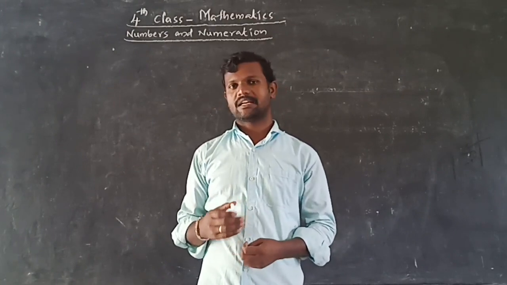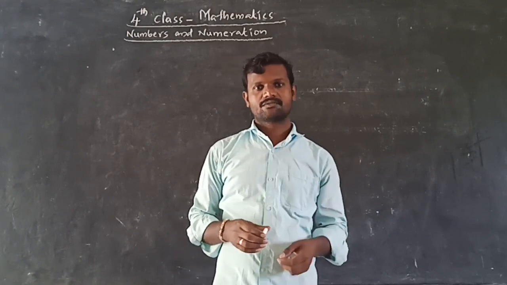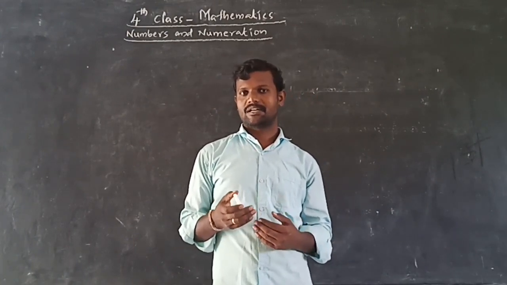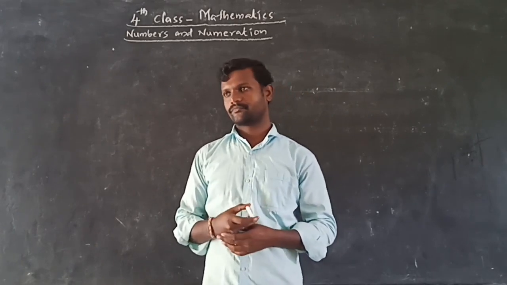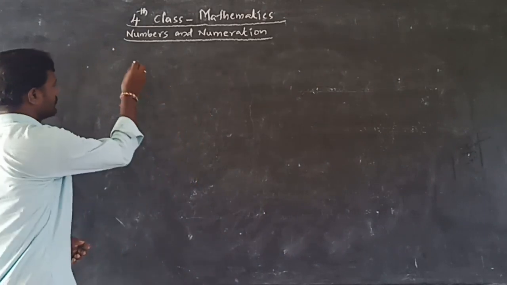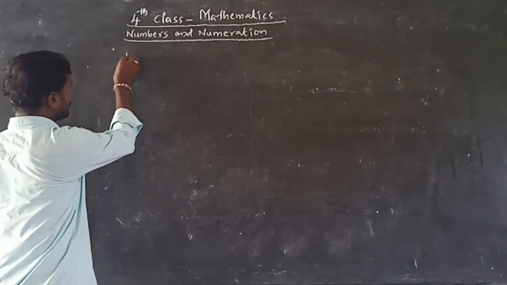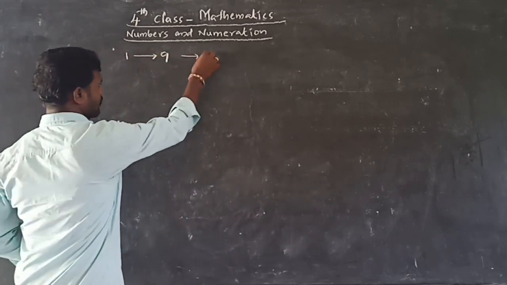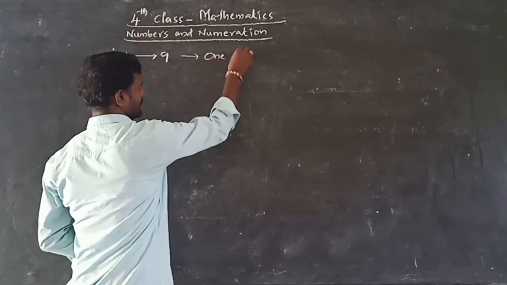So, first we have an exercise, rewinder. In rewinder, we have to rewind what we learnt in our fourth class. So, we learnt some numbers. What are those? 1 digit numbers. 1 digit numbers are from 1 to 9. Those are how many digits? 1 digit numbers.